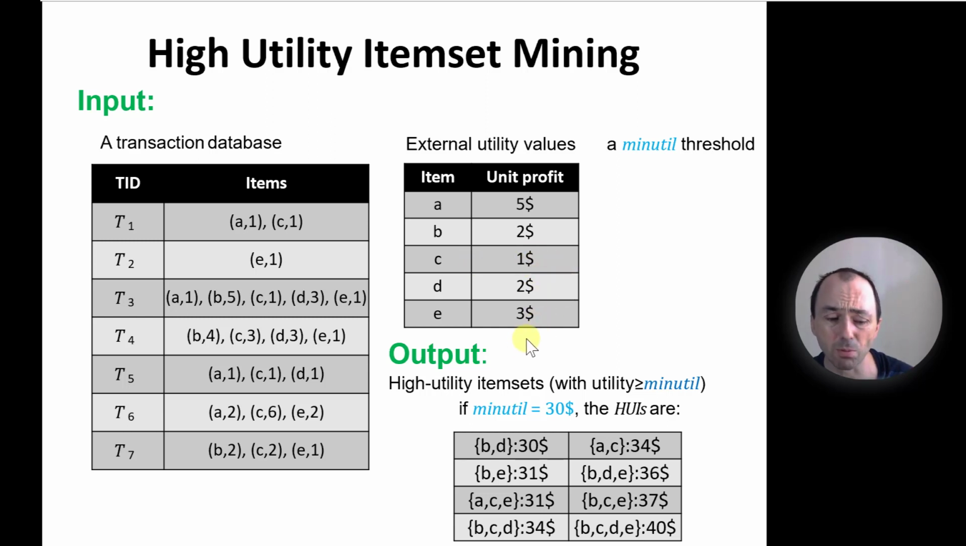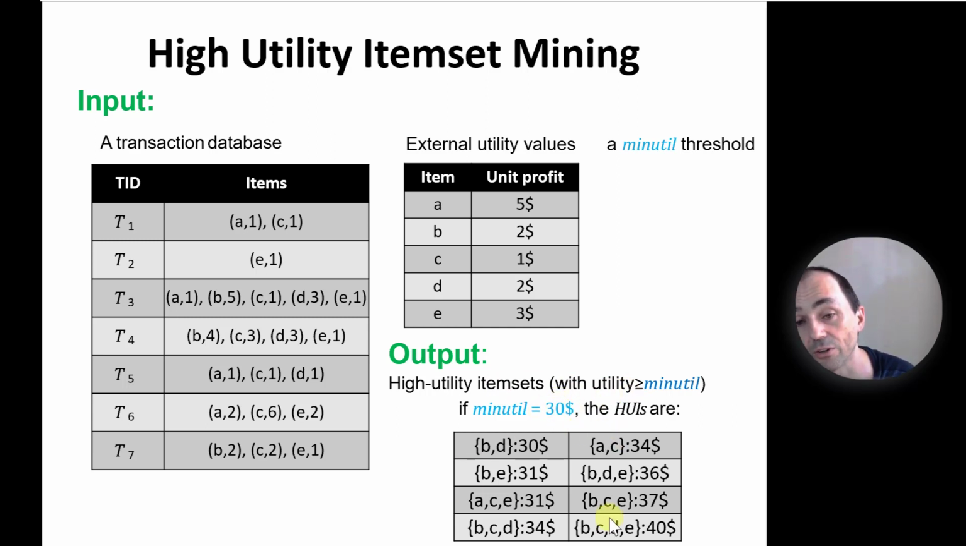And then in this problem, we need to set a parameter called the minimum utility, the minimum amount of money, okay, min util. So the goal will be to find all the high utility item sets, the item sets that have the money or the utility of at least $30 in my example.